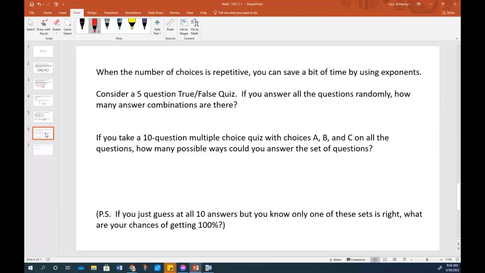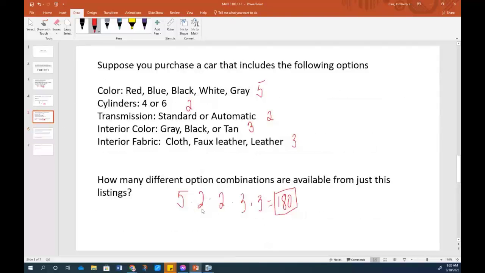Now, when the number of choices is repetitive, like on the last one I had 2 choices for 2 different options, and here I had 3 choices, but that happened twice, I could have used exponents, and sometimes that can really save you, particularly when we have a lot. So I could have just put 2 squared there times 3 squared. And using those exponents can save you.